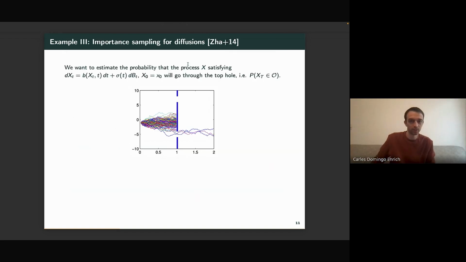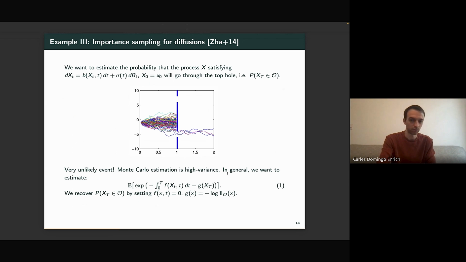Okay, so example 3, importance sampling for diffusions. Let's go back to the example I presented with the 2 holes. We basically want to estimate the probability that the process satisfying this base SDE will go through the top hole. So basically, the probability that at capital T, or x1, our process will be in this interval. This is a very unlikely event, of course. Monte Carlo estimation would mean you sample a lot of trajectories and see which fraction of them end up here, which is extremely high variance, because you'll almost never get anything up here.